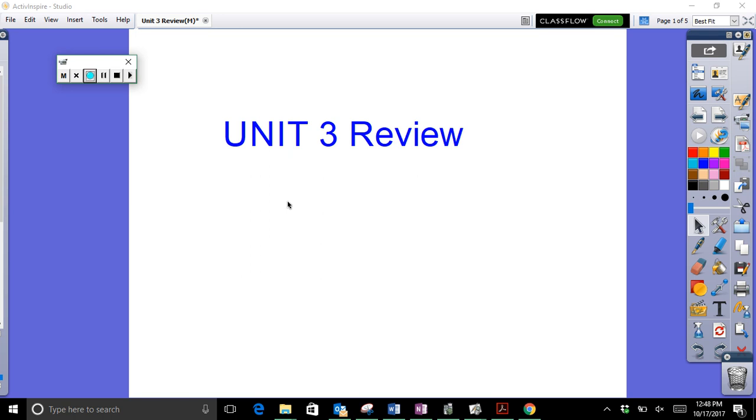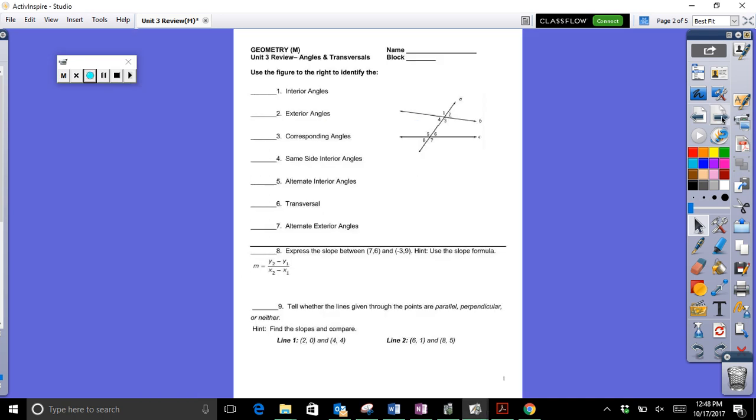Okay, so we're going to start the Unit 3 review. On number 1 through 7, we're just going to have to recognize these special kinds of angles that we have. For number 1, we need to name at least one pair of interior angles. The interior angles are on the inside, so you could name any of those angles. Angle 4, angle 3, angle 5, and angle 6 are all on the inside, or interior.